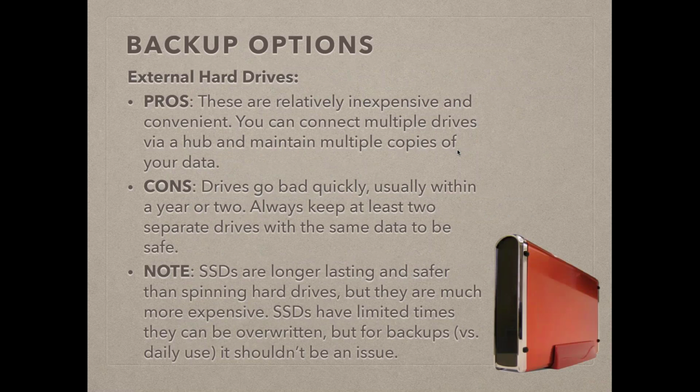So what are your options for backing up your files versus syncing? So as somebody mentioned, external hard drives. The pros of that, they're inexpensive. You can get a lot of space on them. You can connect multiple of them to one hub and just plug in that hub and see all of your external hard drives. The cons are that external hard drives, the spinning ones, they go bad quickly. Usually within 2 years. Sometimes you can get them to last a little bit longer. It depends how often they get spun up and spun down.